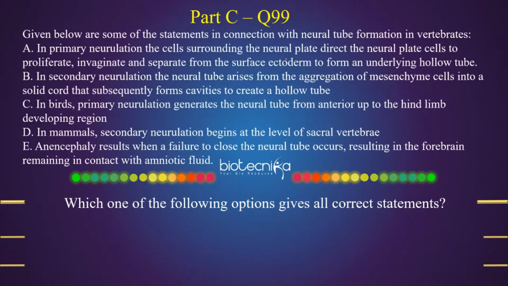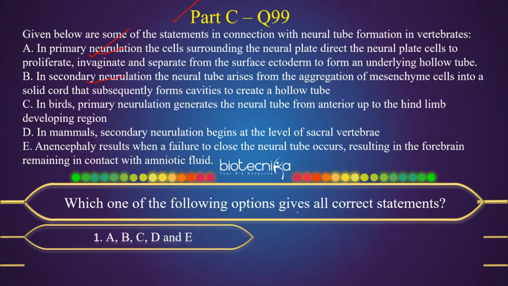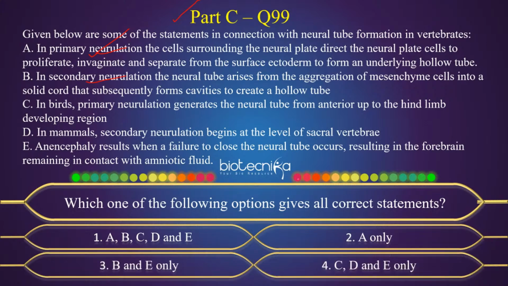Okay. Another part C question was there in shift 1 about neurulation. Primary neurulation, secondary neurulation. So which of the following options gives all correct statements? So can you answer this? Did anyone opt for this question?